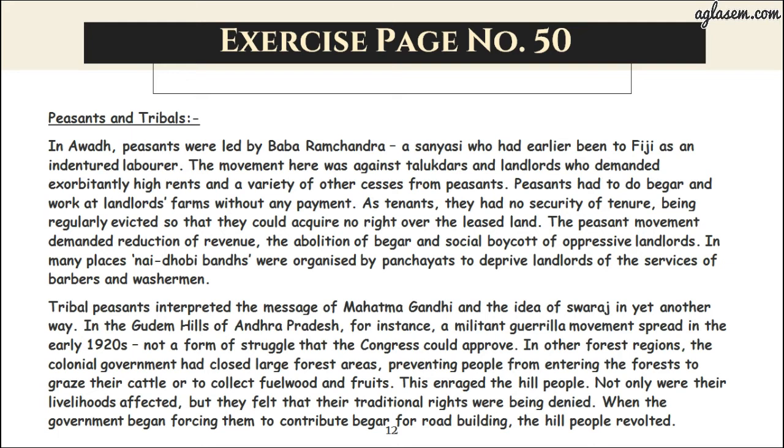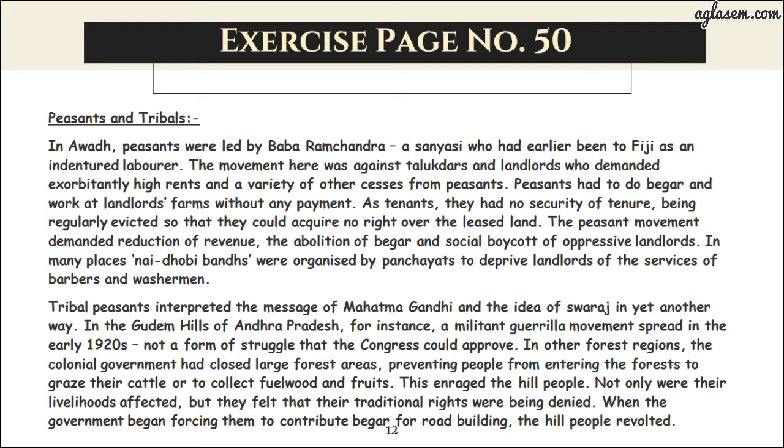As tenants, they had no security of tenure, being regularly evicted so that they could acquire no right over the leased land. The peasant movement demanded reduction of revenue, the abolition of begar, and social boycott of oppressive landlords. In many places, nai-dhobi bandhs were organized by panchayats, which deprived landlords of the services of barbers and washermen. Tribal peasants interpreted the message of Mahatma Gandhi and the idea of Swaraj in yet another way.